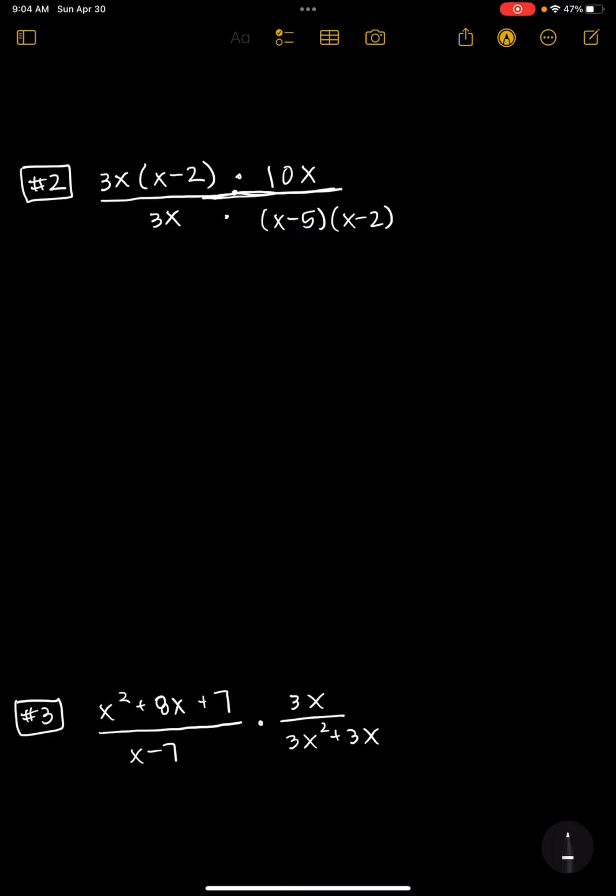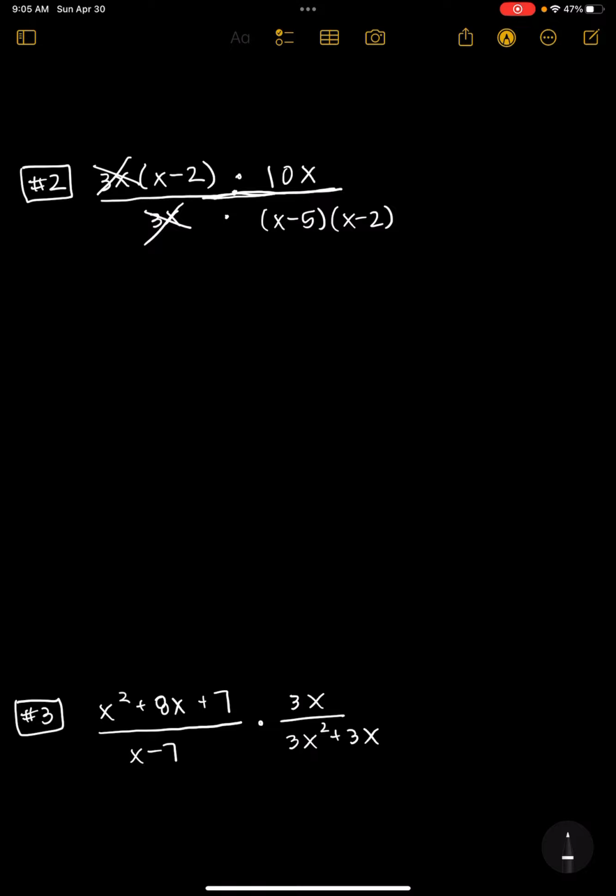Now, the reason why I do that is because, remember, in the last couple of videos we've talked about what if something happens on top and happens on bottom, we can cancel it out. So if you look, we have a 3x on top and a 3x on bottom. Okay, those cancel out. That's great. That makes it a little bit easier. And then I have an x minus 2 on top and on bottom.